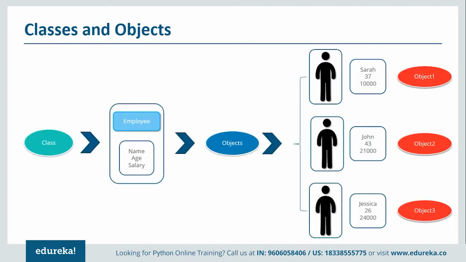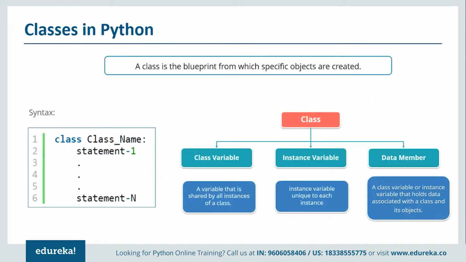Now if you look here, there are three different objects. Object 1 refers to Sarah, whose age is 37 and salary is 10,000. Object 2 is John, whose age is 43 and salary is 21,000. Similarly, Jessica's age is 26 and salary is 24,000. Now how does Python implement classes? Again, to go back to the definition, a class is a blueprint from which objects are created.